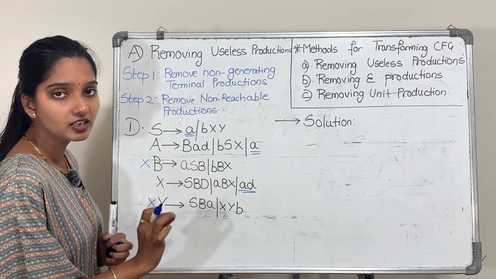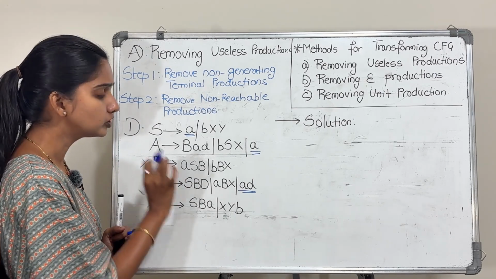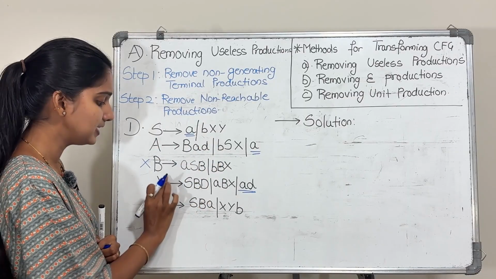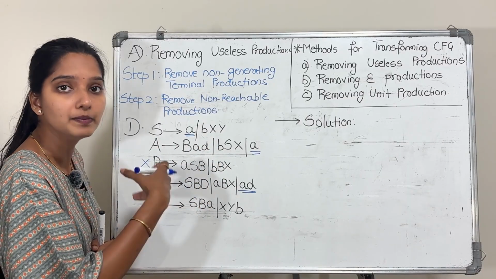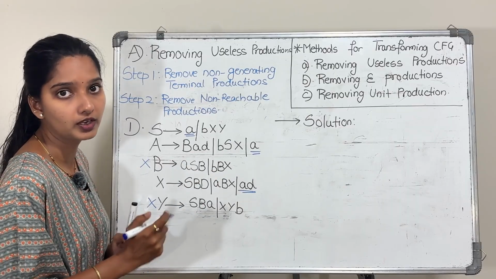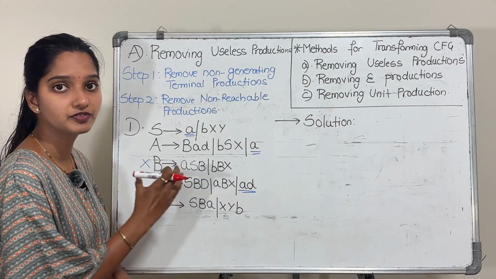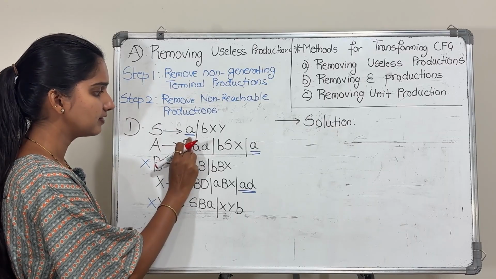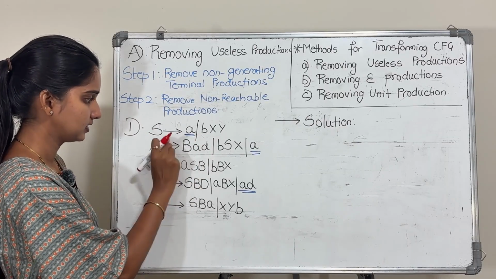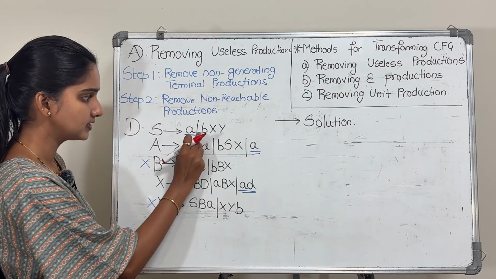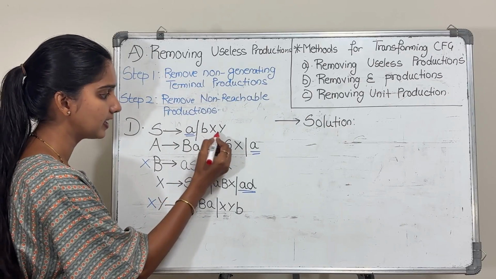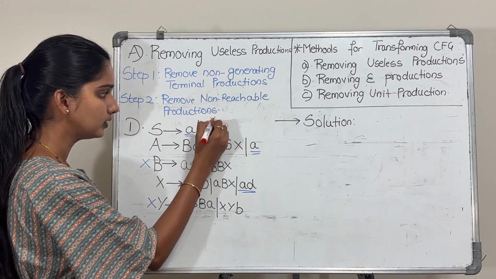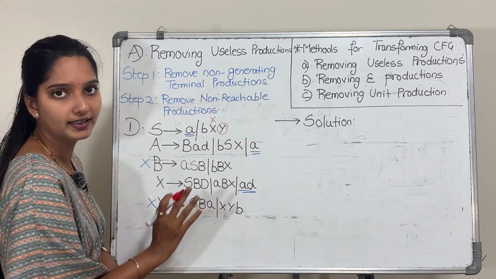Next, you're again going to check all the productions which have B and Y, and you're going to eliminate those productions. Now check the productions which have B and Y. S is giving me two productions. Is it having B or Y? It is having a Y, so I'm not going to take this production as a part of my grammar.